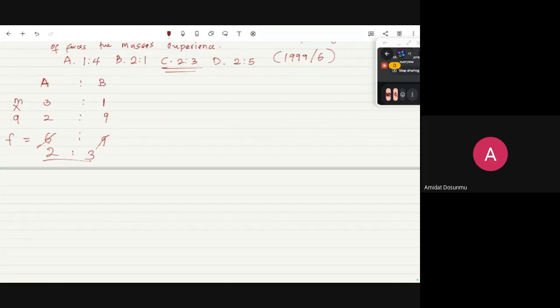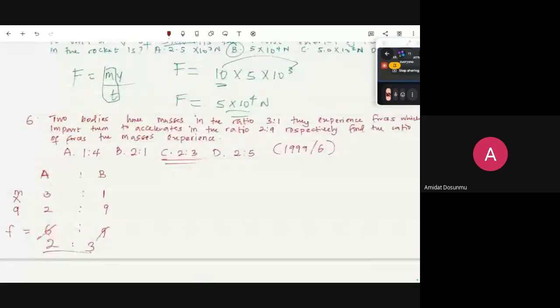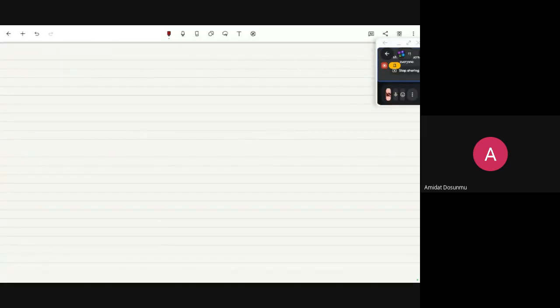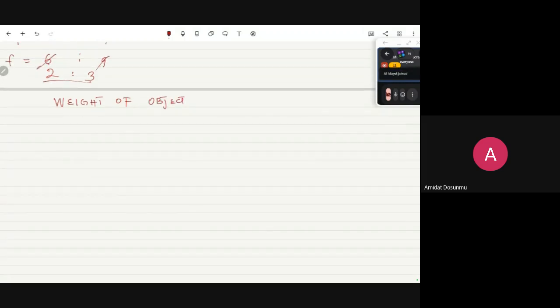Now, guys, with this, we are going to move to a very interesting aspect that I forgot to explain in the last class. I actually did not forget, but there was no time. So it is weight of object in a lift.